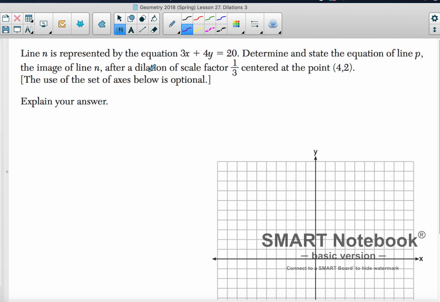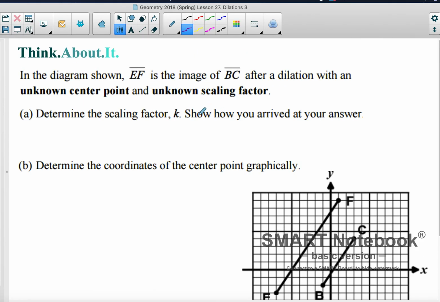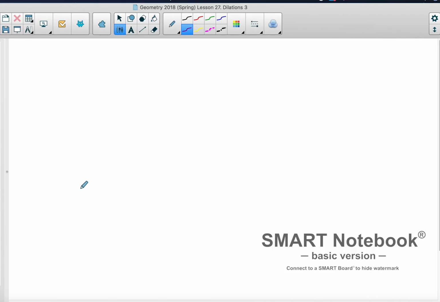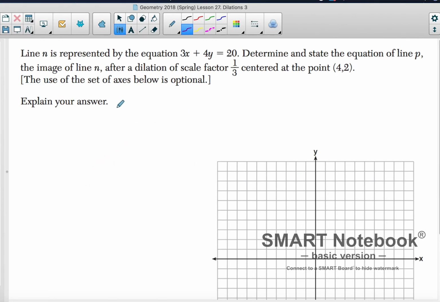Line N is represented by the equation 3x plus 4y equals 20. Determine and state the equation of P, which is the image of line L after a dilation of 1/3 centered about this point. Explain your answer, and then you guys have a think about it question to submit as your classwork. So those last two you are submitting for your classwork there.